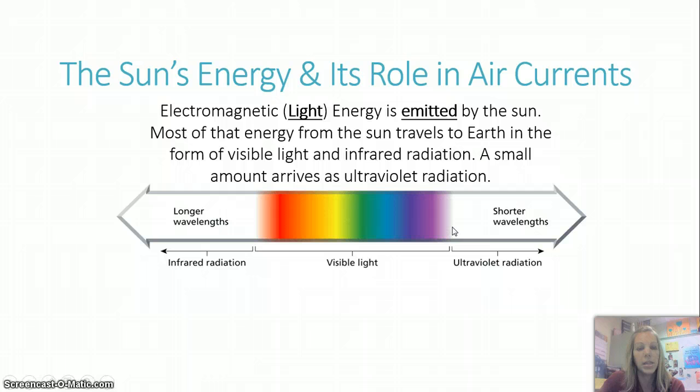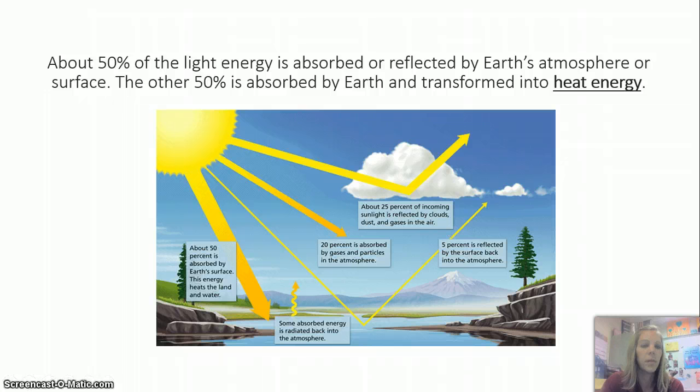And the rest of it is in the infrared. There's very little UV that actually comes from the sun, but there is some. About 50% of all of the electromagnetic or light energy that comes from the sun is either absorbed by the Earth's atmosphere or it's reflected. So right here, if you look at this, 25% of the sunlight that is shining from the sun towards Earth is reflected by the clouds and other dust and gases in the air.